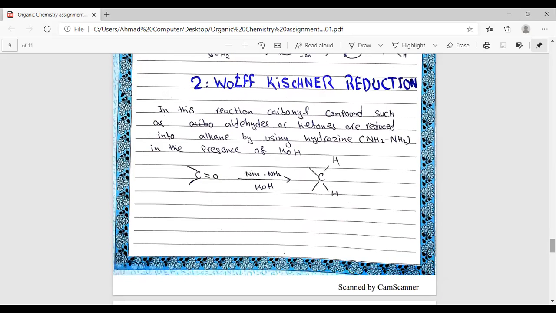And the second one is Wolff-Kishner reduction. In this reaction, carbonyl compounds such as aldehydes or ketones are reduced into the alkane by using hydrazine, NH2-NH2, in the presence of a base such as potassium hydroxide.